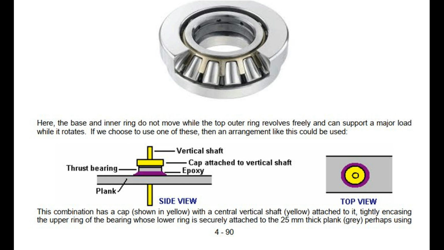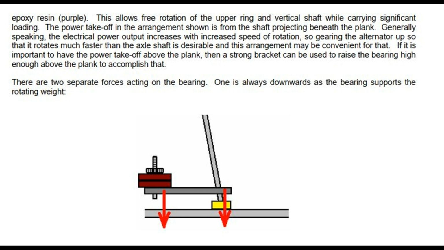If we choose to use one of these, then an arrangement like this could be used. This combination has a cap, shown in yellow, with a central vertical shaft, yellow, attached to it, tightly encasing the upper ring of the bearing, whose lower ring is securely attached to the 25 mm thick plank, gray, perhaps using epoxy resin, purple. This allows free rotation of the upper ring and vertical shaft while carrying significant loading. The power take-off in the arrangement shown is from the shaft projecting beneath the plank.